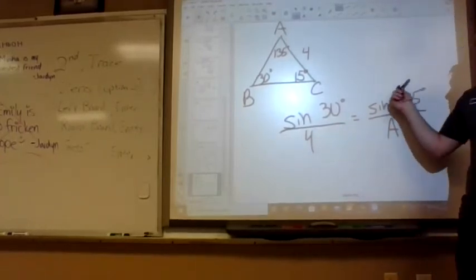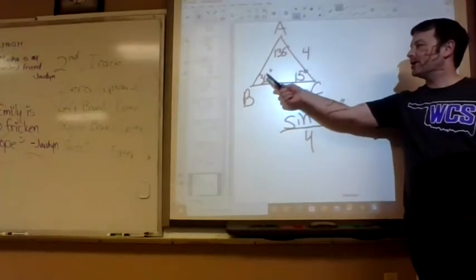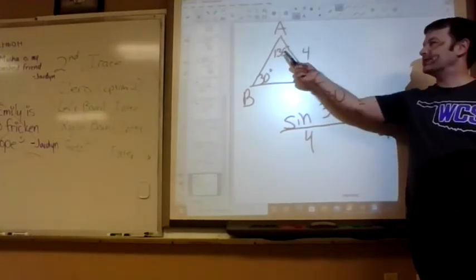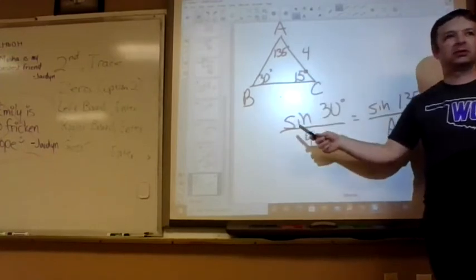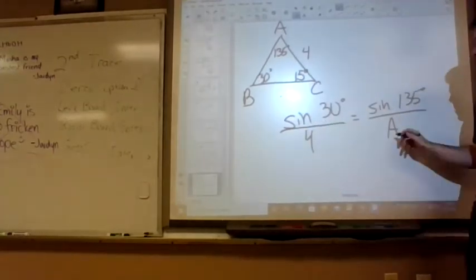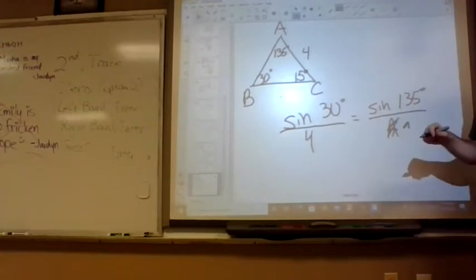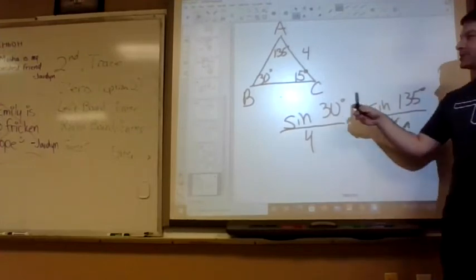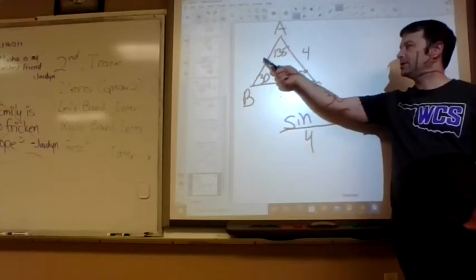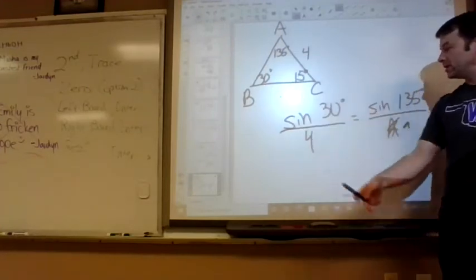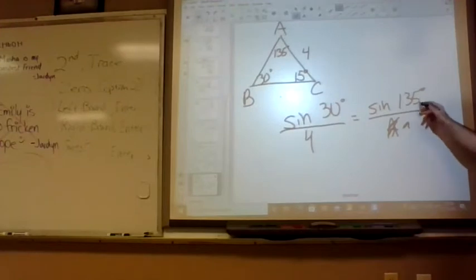This will help us find the missing parts. The law of sines: sine of this over this should equal sine of that over that, which equals sine of this over this. So it's like opposites go together, right? Yes, opposites. Sine of 30 over 4 equals sine of 15 over C equals sine of 135 over A. Okay, and then you cross multiply.